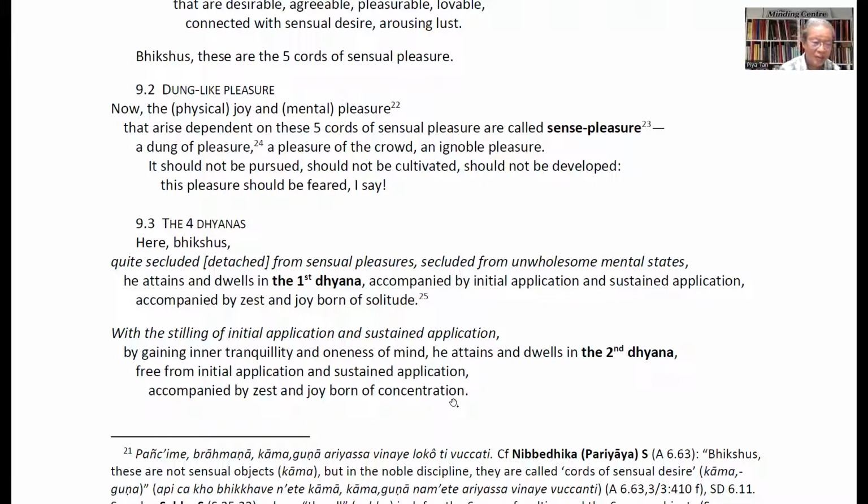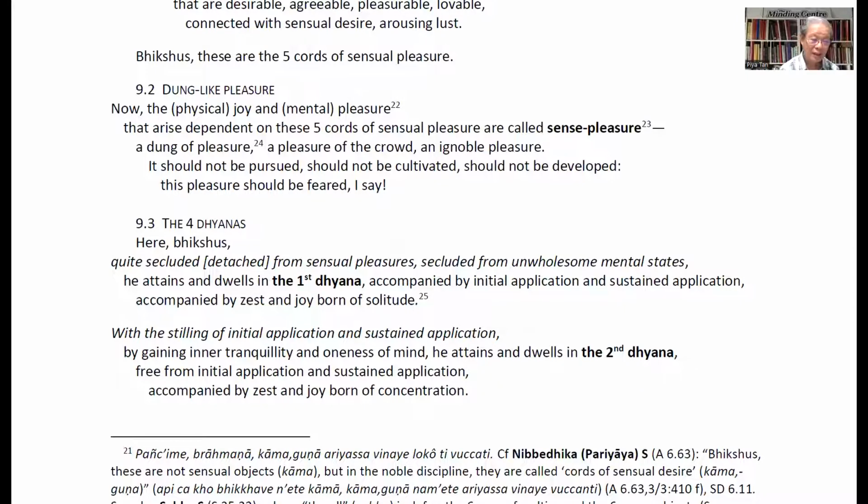So here, notice only zest and joy remain. And solitude is replaced by the word concentration. So in a sense, in the first dhyana, the mind is still not fully focused, as it is in the second dhyana. In the second dhyana, the mind is really focused because it has totally let go of the body. All right? So this is the second dhyana, an even more refined joy.